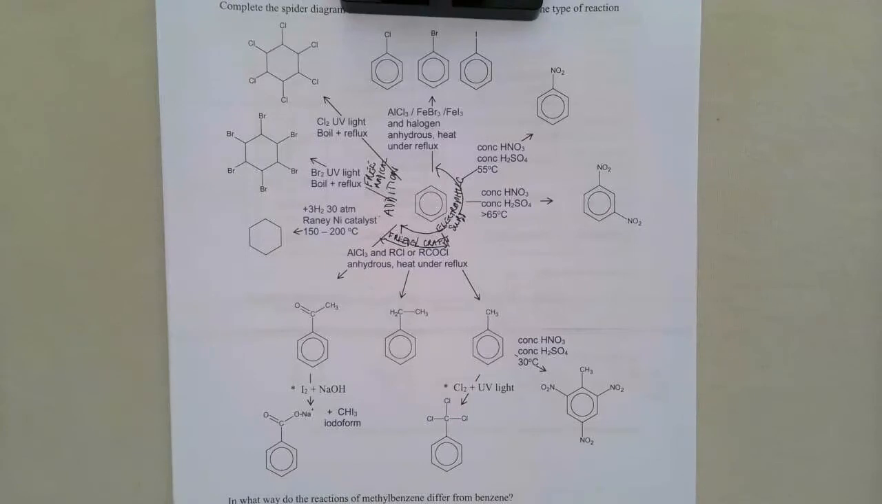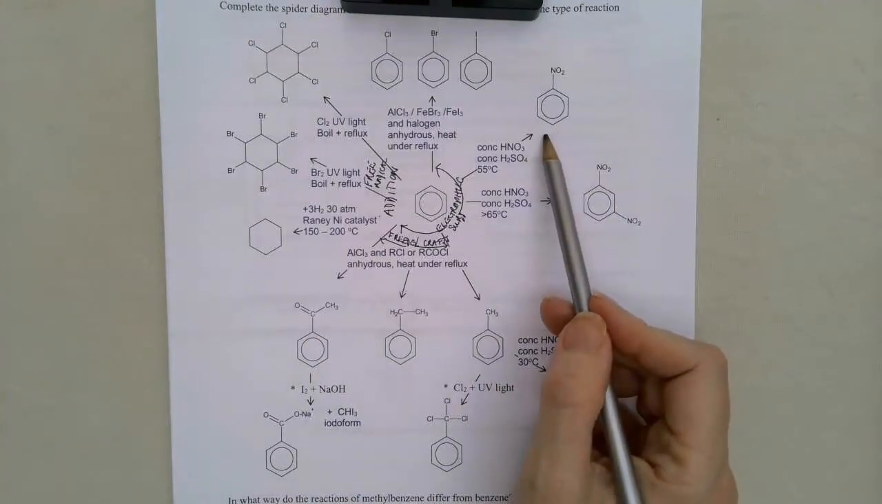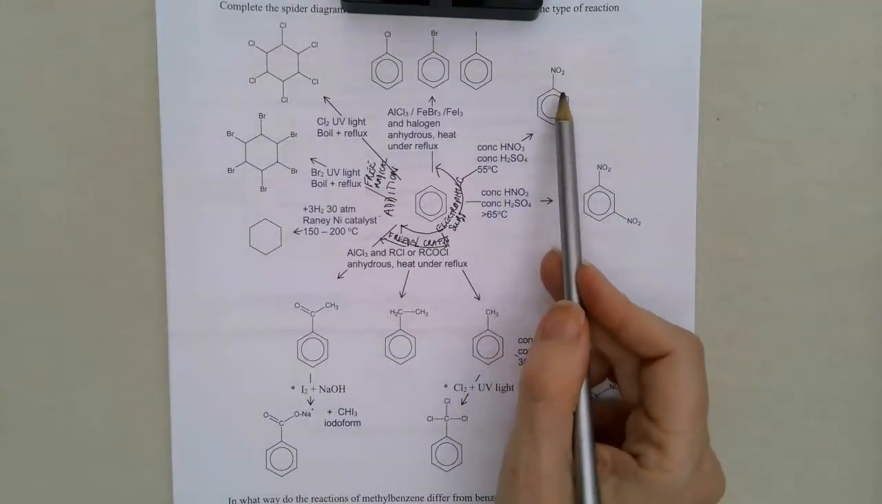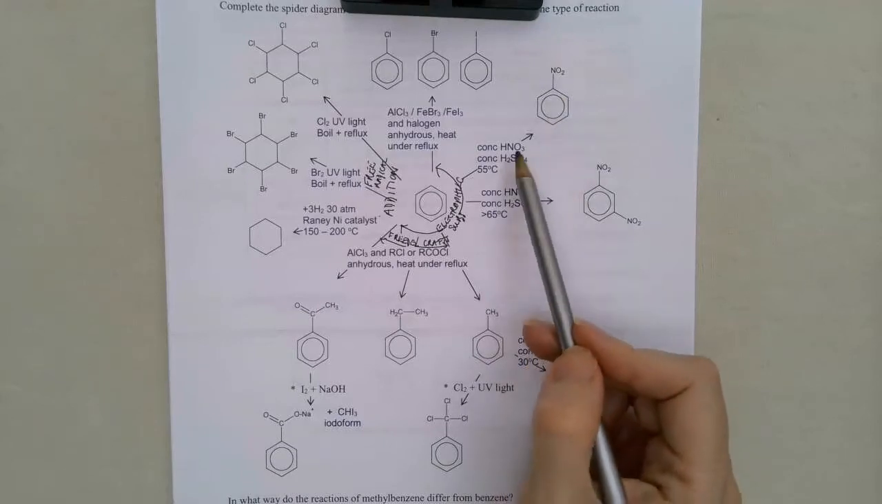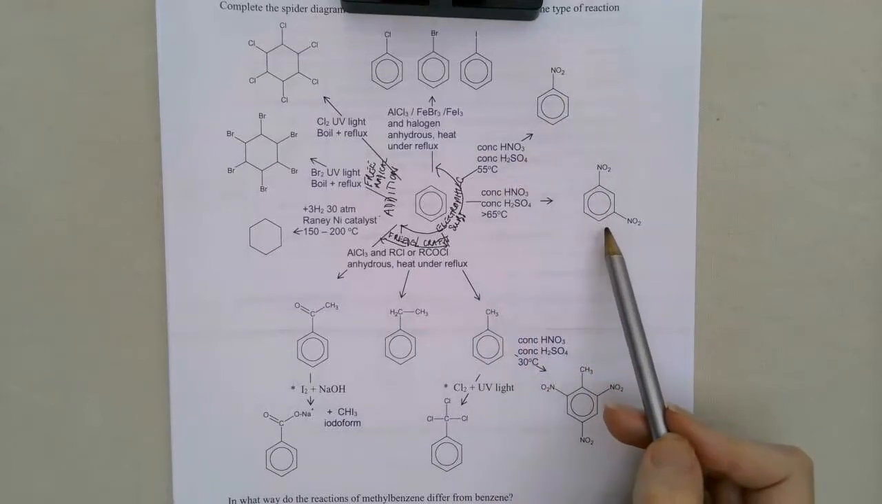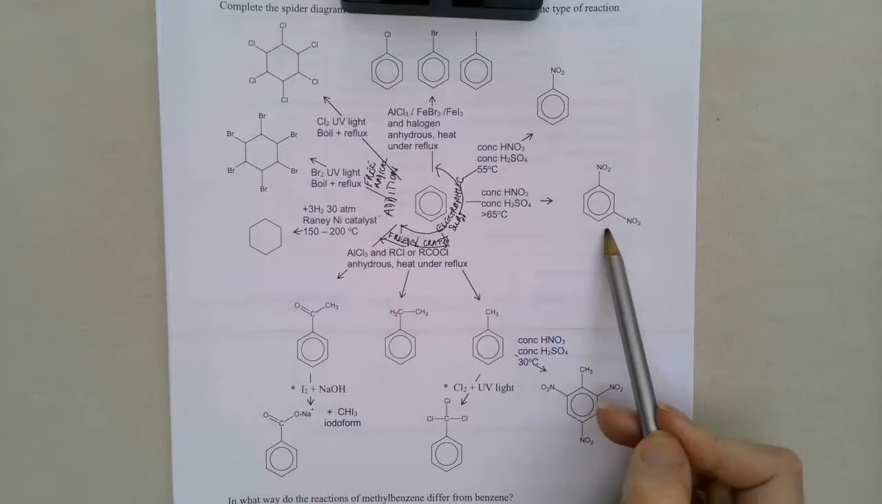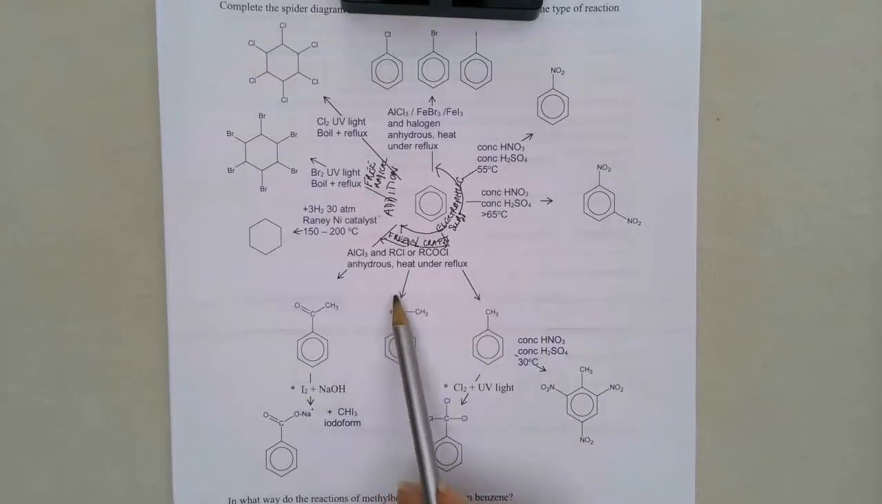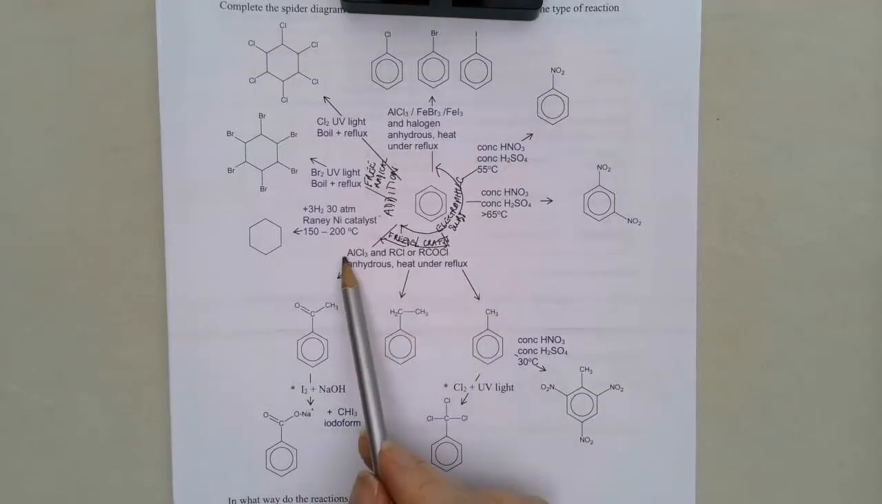So last but not least, we're looking at this large spider diagram on page 24. So with concentrated sulfuric and nitric acids, we make our nitrobenzene. We need to be careful of our temperature, otherwise we're going to get multiple nitrations. We can do our Friedel-Crafts reaction with aluminium chloride as our halogen carrier.